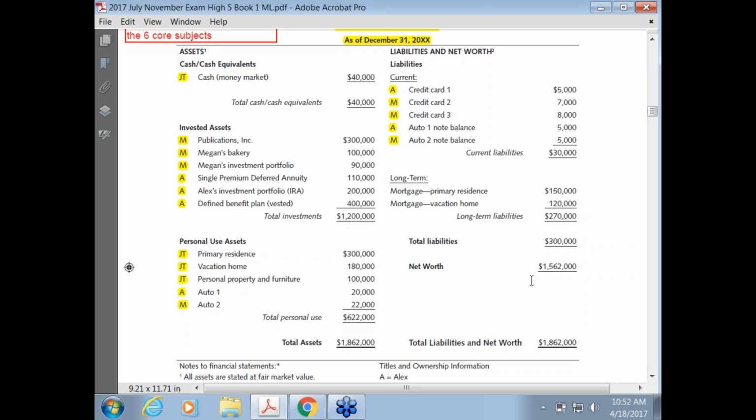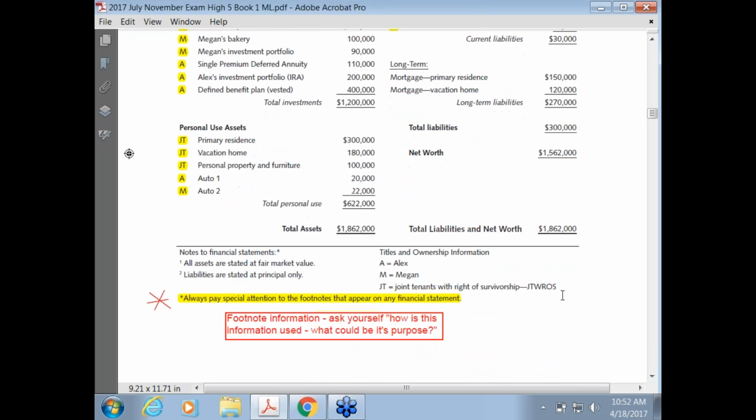And again, just make note of where things appear on these statements and what kind of information you can go to source, particularly if you see a statement in a case study, because you should anticipate questions from many of the items that are listed on a statement like this.